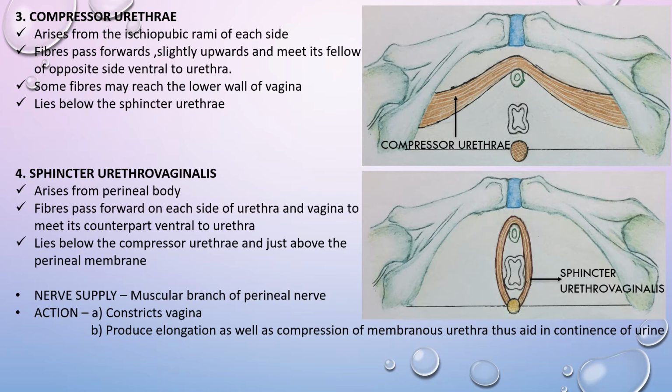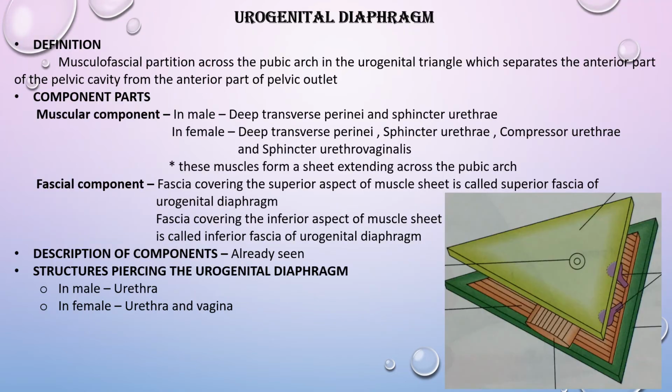Action of these two muscles: the sphincter urethrovaginalis constricts the vagina. Both these muscles, compressor urethrae and sphincter urethrovaginalis, produce elongation as well as compression of the membranous urethra, thus aiding in continence of urine. Coming to the urogenital diaphragm.